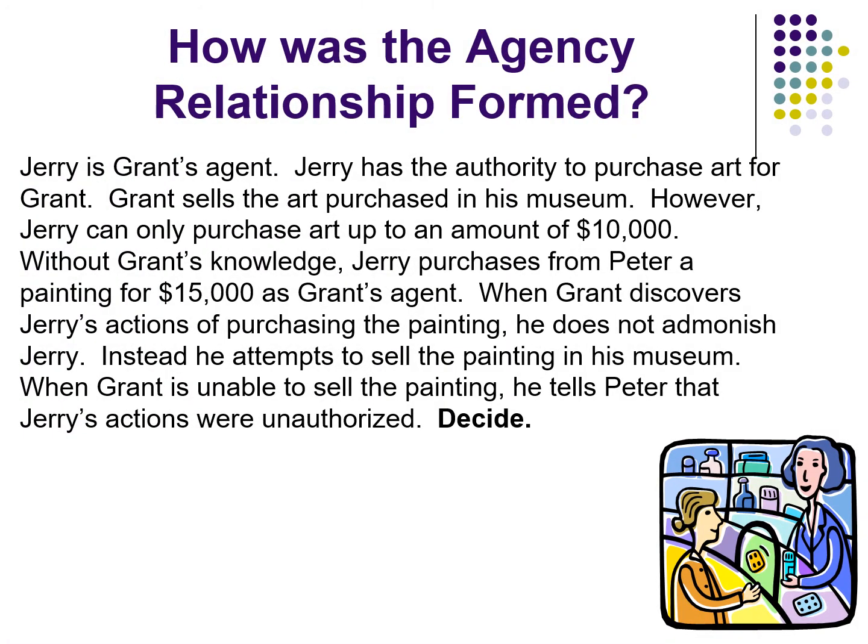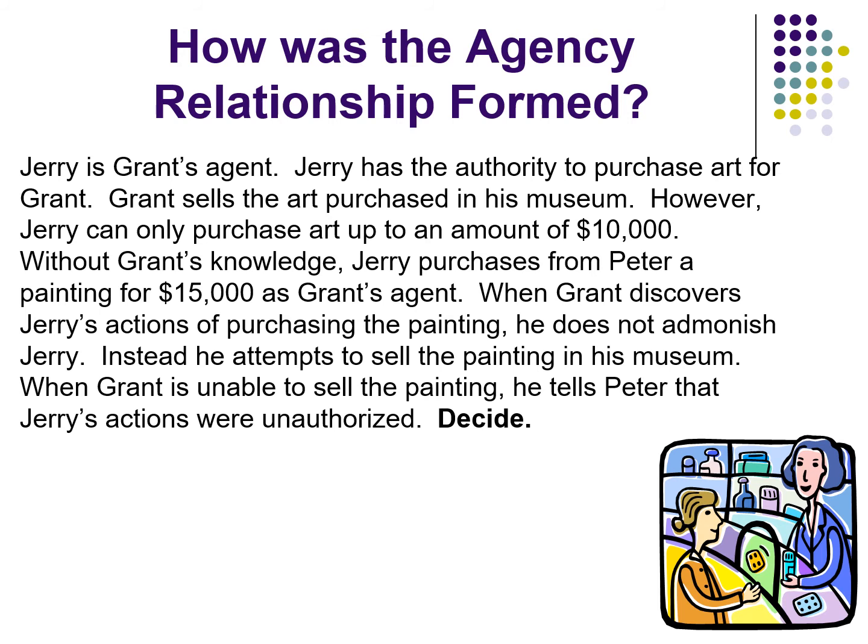Let's look at another example. Jerry is Grant's agent. Jerry has the authority to purchase art for Grant. Grant sells the art purchased in his museum. However, Jerry can only purchase art up to an amount of $10,000. So Jerry is an authorized agent, but he has a limitation on his authority, $10,000. Without Grant's knowledge, Jerry purchases from Peter a painting for $15,000. When Grant discovers Jerry's actions of purchasing the painting, he does not admonish Jerry. Instead, he attempts to sell the painting in his museum.